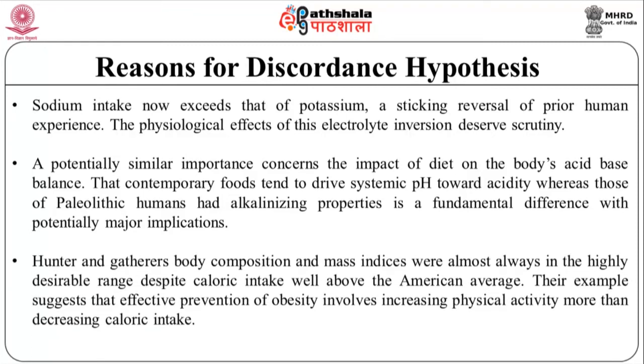The foraging existence necessitated high energy throughput. Hunter-gatherers' body composition and body mass indices were almost always in the highly desirable range despite caloric intake well above the American average. These examples suggest that effective prevention of obesity involves increasing physical activity more than decreasing caloric intake.